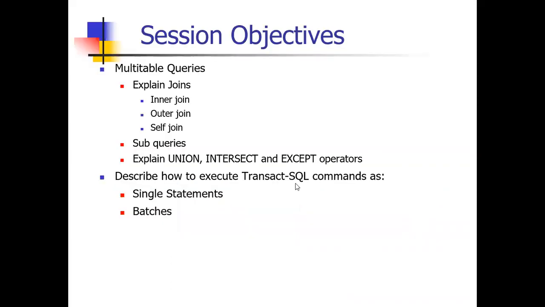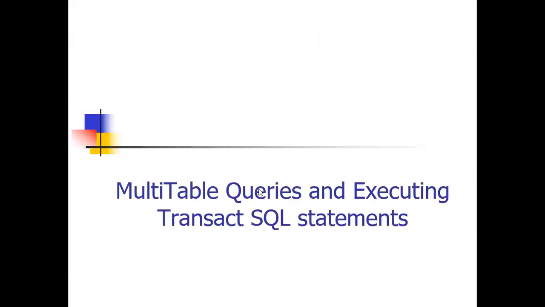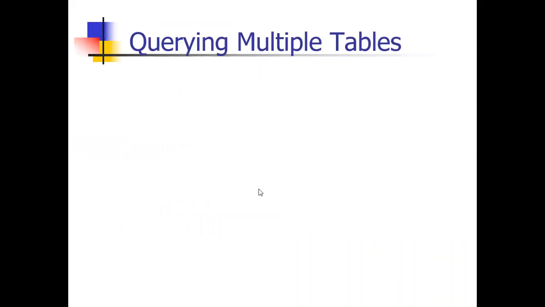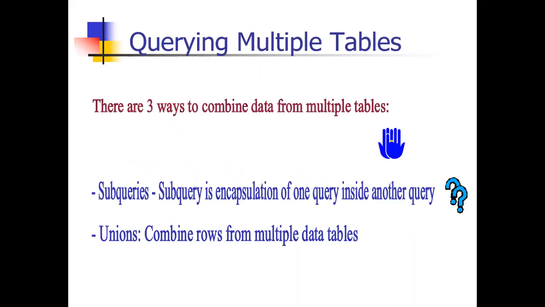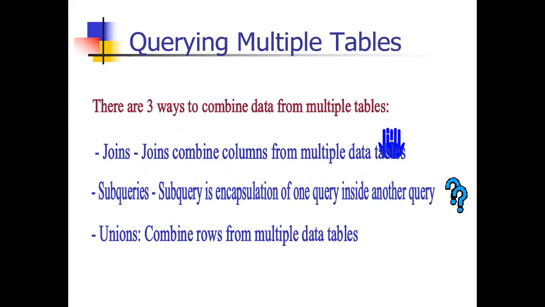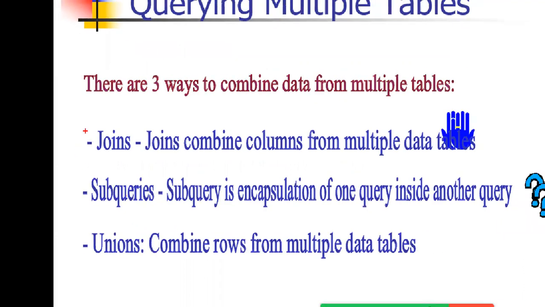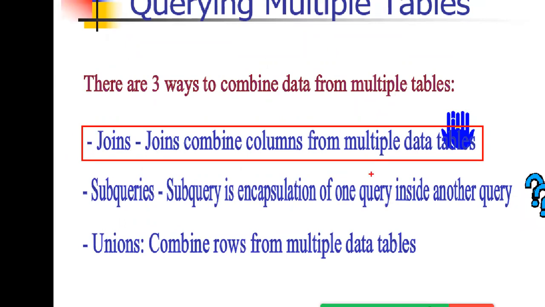Now in SQL, we have different techniques to pull the data from multiple tables. We actually have 3 techniques. The first is joins. Joins combine the columns of multiple tables based on a common relationship. There should be at least one common column between both the tables, based on which it links and tries to extract the data.